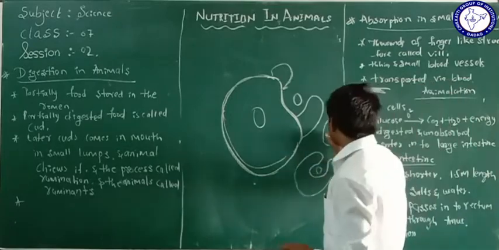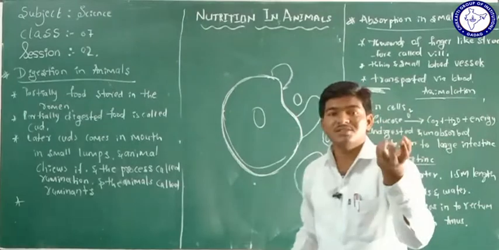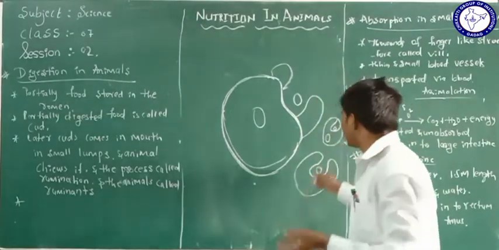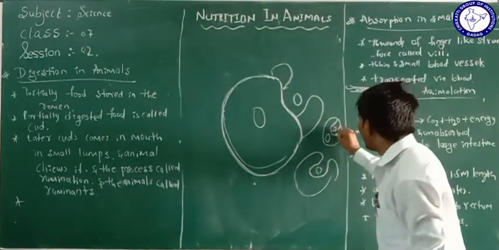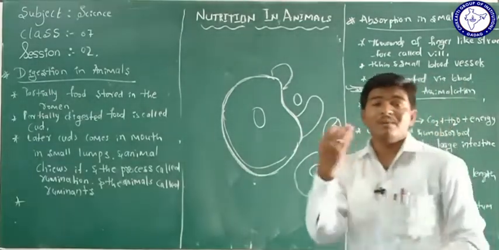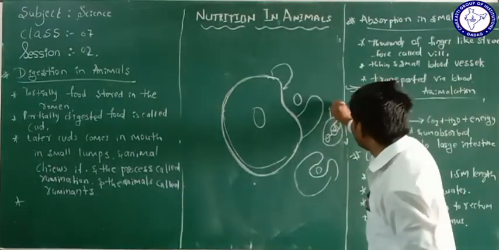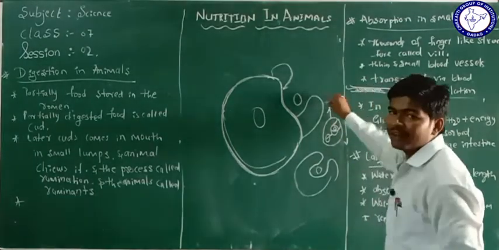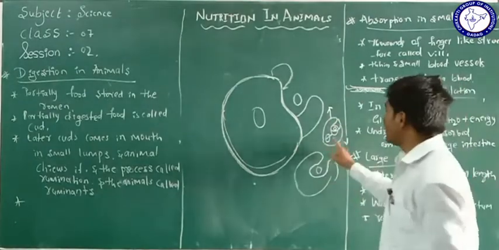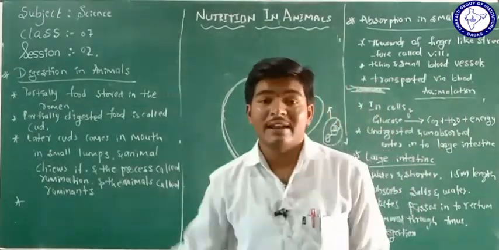Its cell has one food vacuole. In the food vacuole, some digestive juices and some organelles are present. Using those, the food is digested here, and the waste product present in the amoeba is removed through the pseudopodia at the outer surface of the amoeba. So this is all about digestion in animals, isn't it?